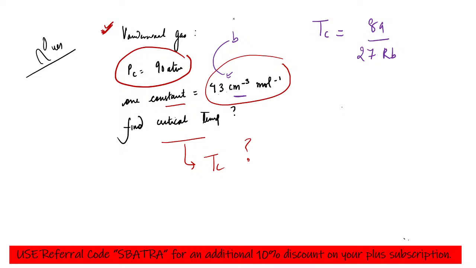So definitely this is your B value, right? Can I say this thing? This is your B value. So the B value is given to us, and we need to find out the critical temperature. So what is critical temperature? 8A by 27 RB.